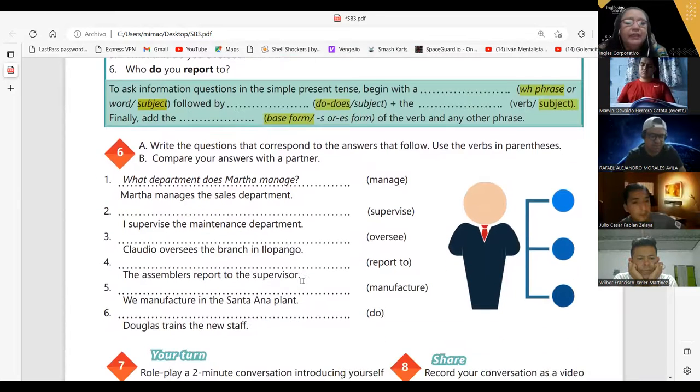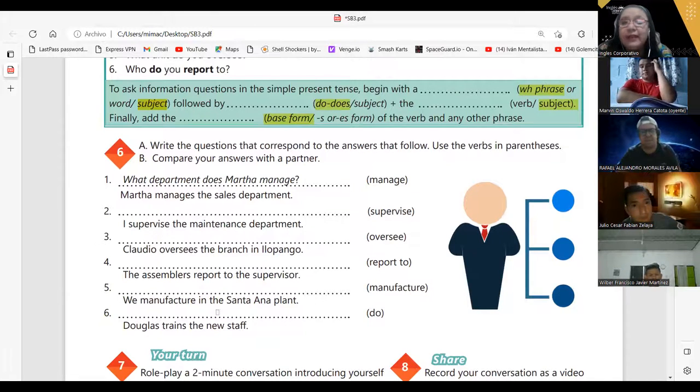Now we are going to put this into practice. Class, write the questions that correspond to the answers that follow. Use the verbs in parentheses. Number one is done for you as an example. Later, compare your answers with a partner. Right now, you are going to work individually, and later we're going to double check here, okay? Let's see the example. Martha manages the sales department. That is an affirmative sentence. The verb is manage. We are going to write the question for that sentence. What department does Martha manage?